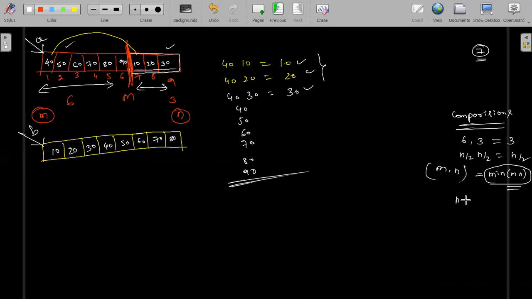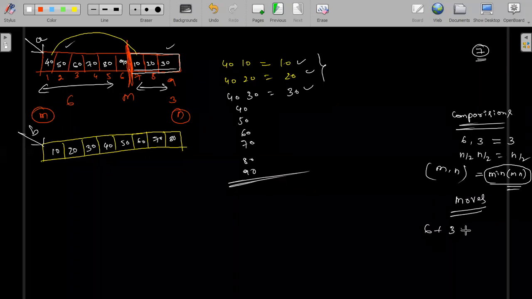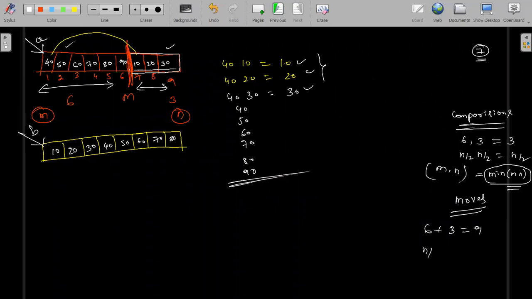Now go to the moves. How many elements are there right now? 6 plus 3, that is 9. Here you can see n by 2 plus n by 2, that is equal to n. 6 is nothing but m, and 3 is nothing but n. So m plus n.